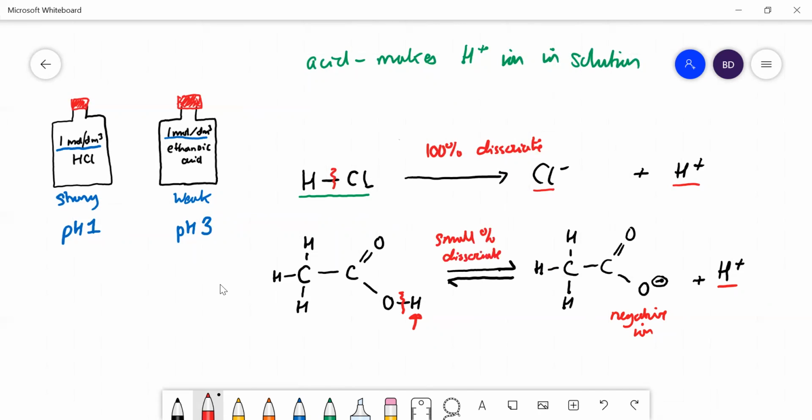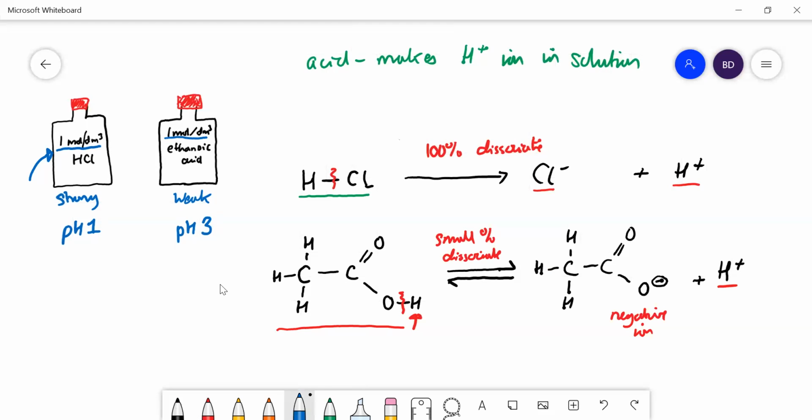Most of the ethanoic acid molecules just stay as this. They don't make the hydrogen ion. So that is why ethanoic acid is a weak acid. So of course, if you get 1 mole per decimeter cubed, like we've got here, of both acids, that's the concentration.